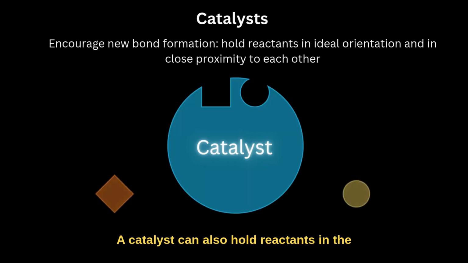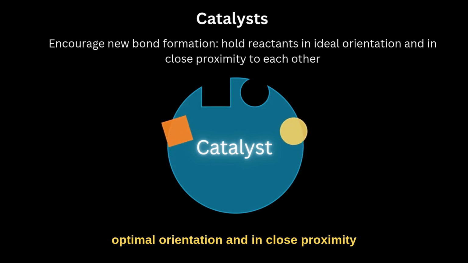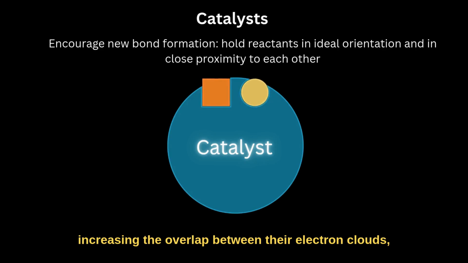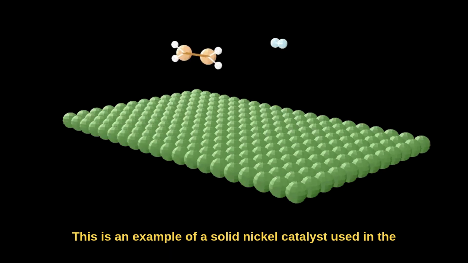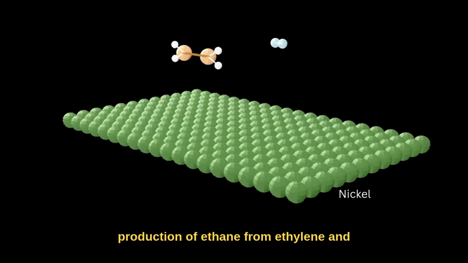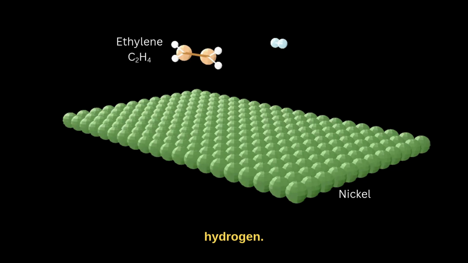A catalyst can also hold reactants in the optimal orientation and in close proximity to each other, increasing the overlap between their electron clouds, encouraging bond formation. This is an example of a solid nickel catalyst used in the production of ethane from ethylene and hydrogen.